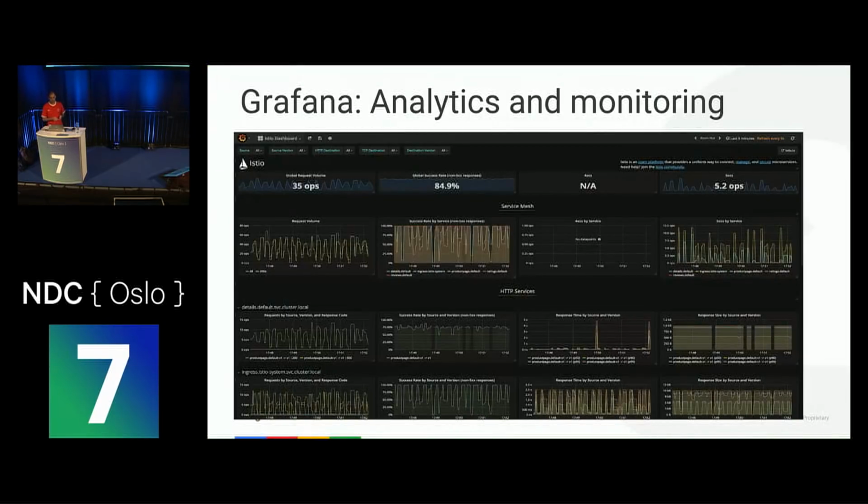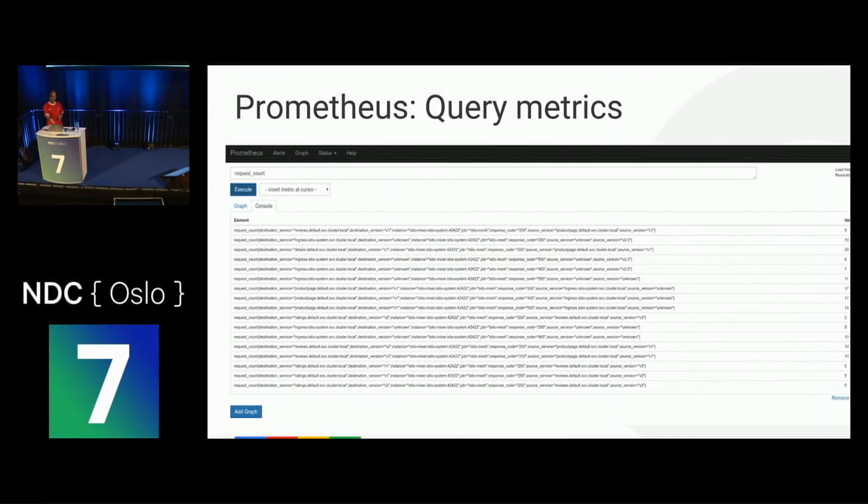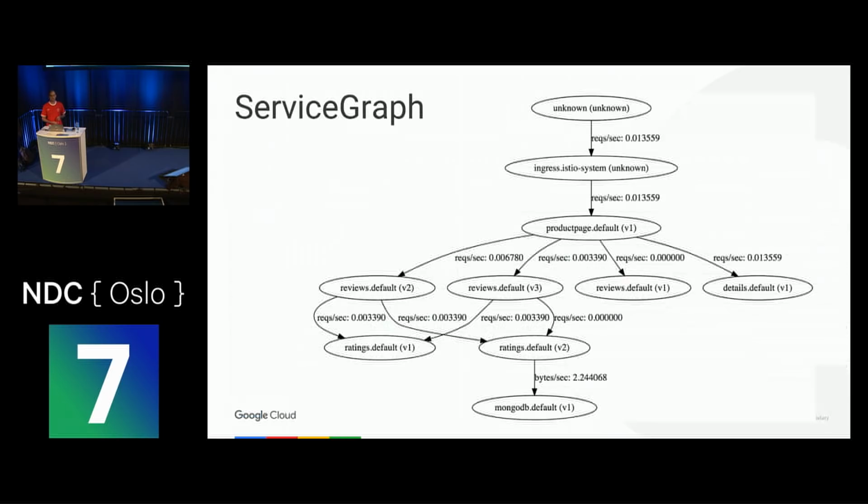So you can add on Grafana. Who's using Grafana here? So OK, so you know what I mean. So you can use Grafana to visualize metrics. You can have Prometheus to query the metrics. You can have Service Graph, which is my favorite, to see the dependencies of your application. So in this case, for example, you can see that there's an ingress, there's a product page, and all the different versions of our application. And you can get real-time updates on requests per second, bytes per second, stuff like that.